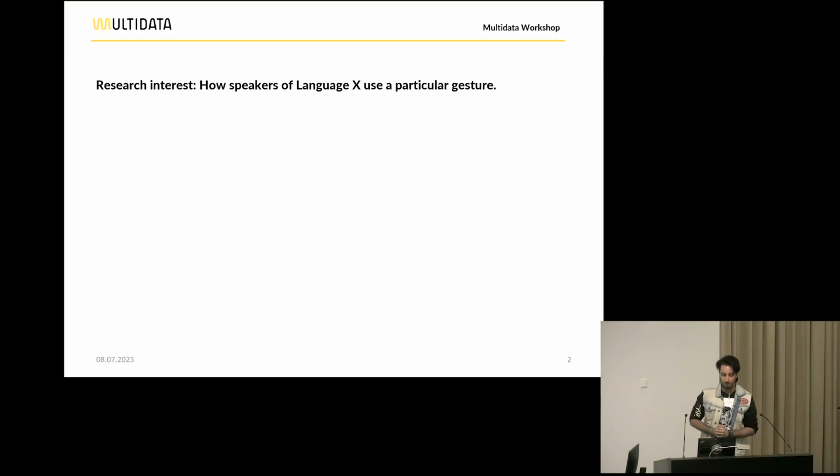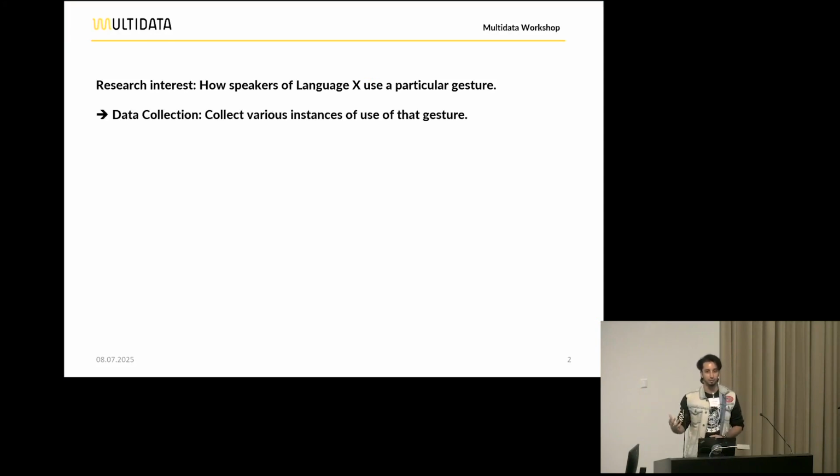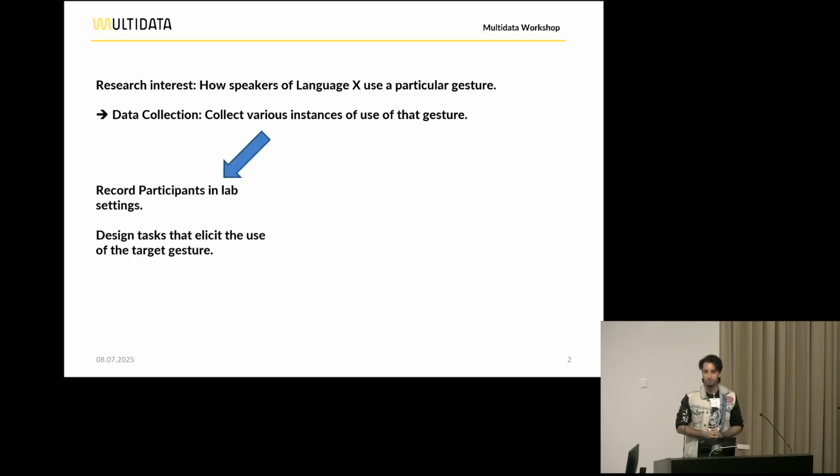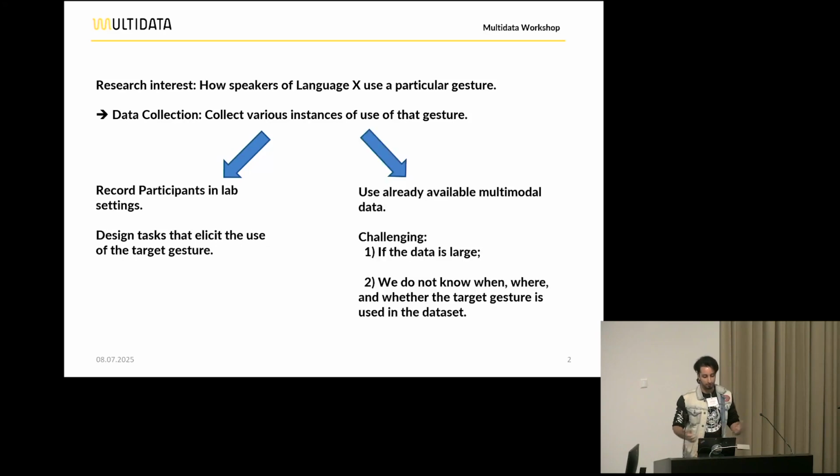Let's say we're interested in studying how speakers of language X use a particular gesture. What we would need is to collect various instances of use of that gesture, and we can do this in different ways. We could record participants in lab settings and elicit some kind of tasks that would make these speakers potentially use that gesture. Or if we cannot do this and we already have a database available, like a multimodal one, we can go about it this way. But this would be challenging if the data set is large, so we cannot go through all the videos manually. We also do not really know when, where, or if the gesture was even used in this data set if it's such a huge one.